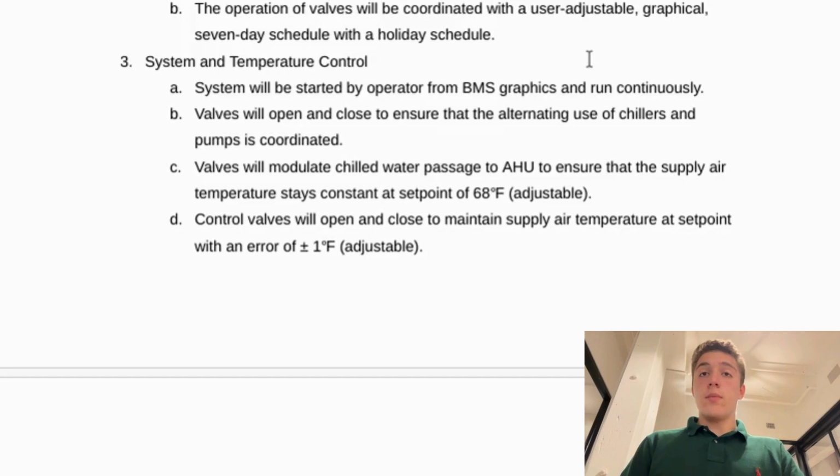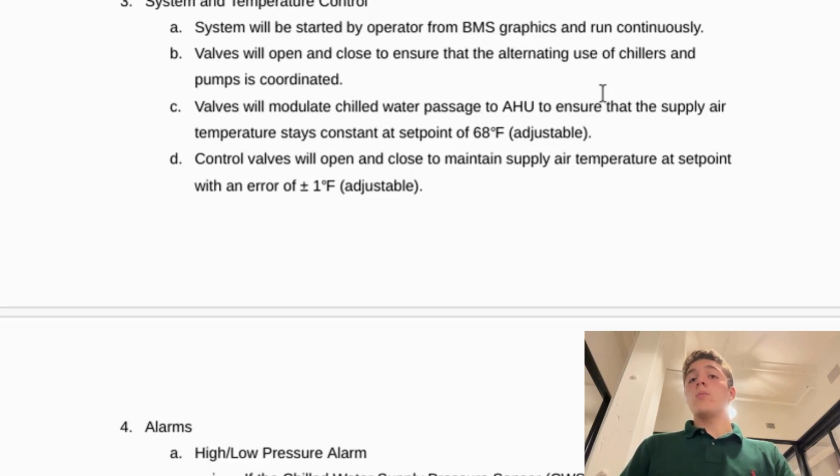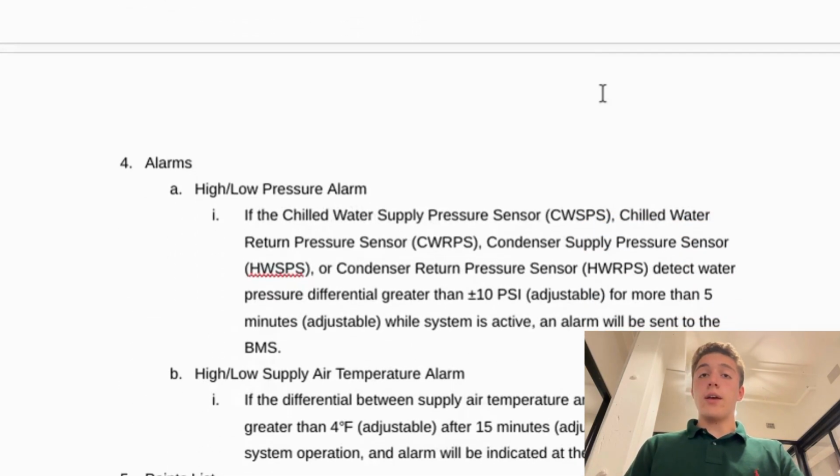We're going to have the system and temperature control. They'll be run continuously. They'll open and close to ensure that the alternating use of chillers and pumps is coordinated. And they'll make sure that the supply air remains at 68 degrees Fahrenheit by allowing more or less water, turning the chiller on and off in order to heat or cool the water. The error will be, again, 1 degree Fahrenheit.